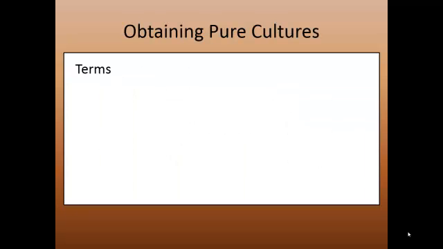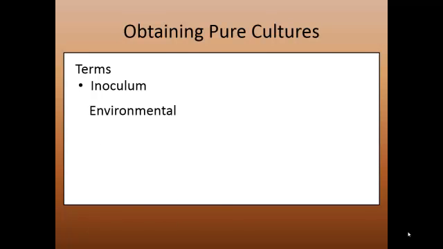Let's talk about how we get pure cultures, how we get cultures that have just one organism. With the clinical samples, generally speaking, up until recently, diseases were caused by just one organism, the pathogen, and we wanted to get a pure culture of it. So here are some terms. Inoculum. That is what we're putting into the media to grow. So anytime we're putting an organism or a clinical sample in, that's an inoculum.